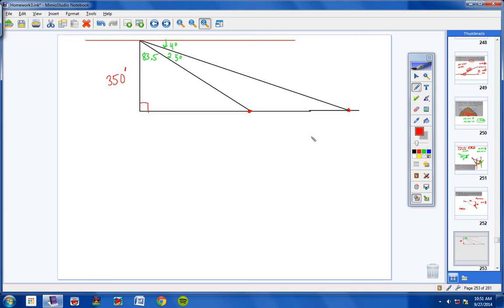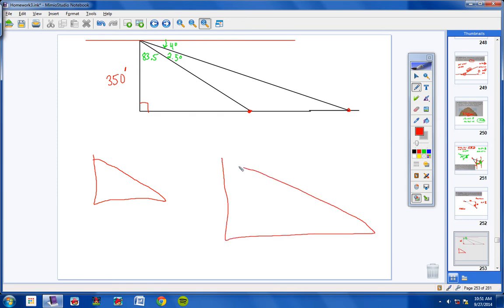Now let's go ahead and draw a little triangle and a big triangle. Okay, there's my little triangle, and here's my bigger triangle. Okay, so here we go. This is 350, and this is also 350. All right, this is right, this is right. Now the little triangle is the angle right here, 83.5. Okay, we're going to call the distance from here to here x, so we'll call this x.